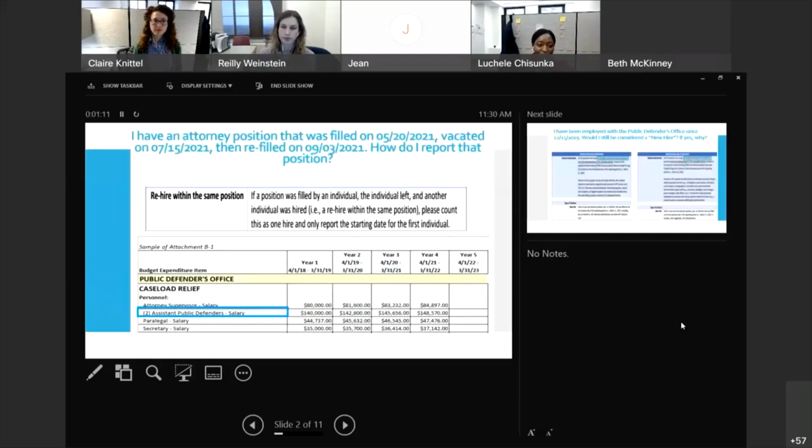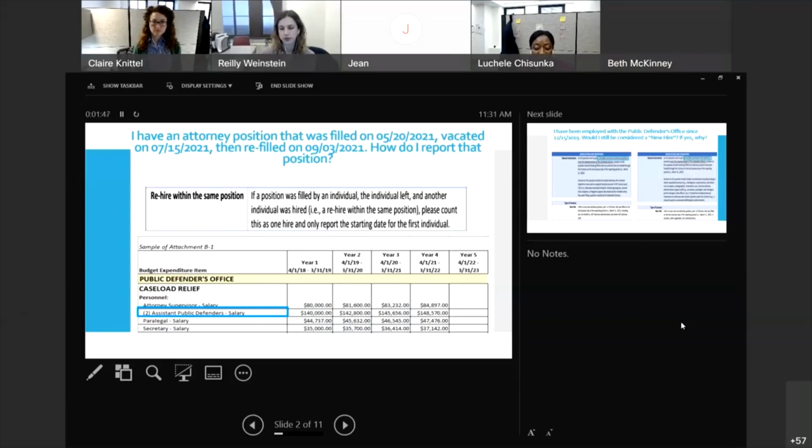So the first question that we get often is about rehires within the same position. I have an attorney position that was filled in May 2021, vacated in July 2021, then refilled in September 2021. How do I report that position? We have received this question quite a bit over the years, so much so that we included it in the instructions and definitions on the progress report. Like Claire said, remember the first thing you should always look to is the instructions and definitions when you are completing this report and have a question.